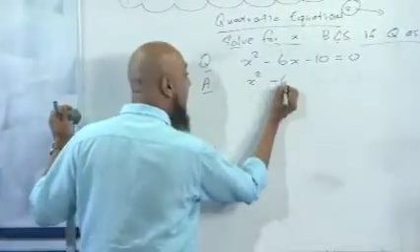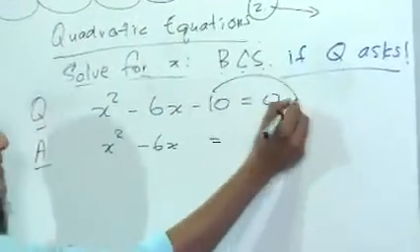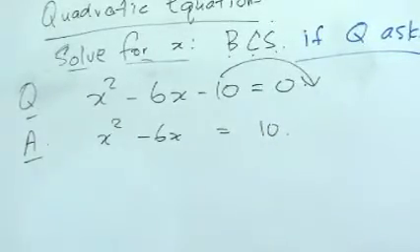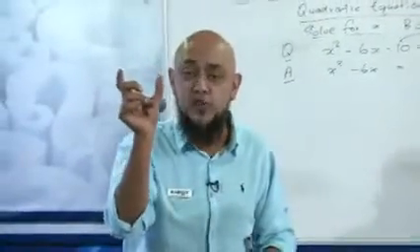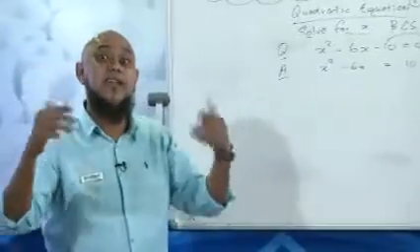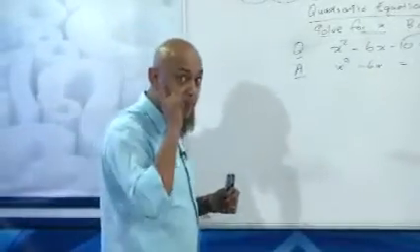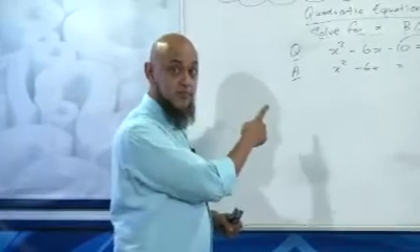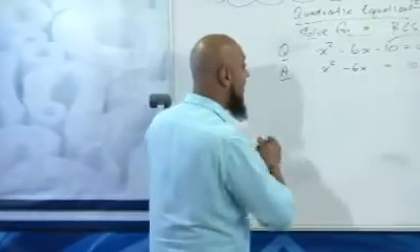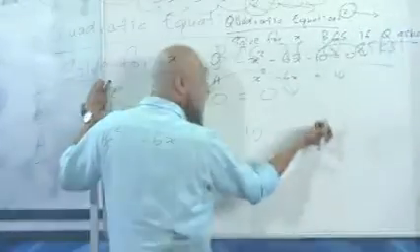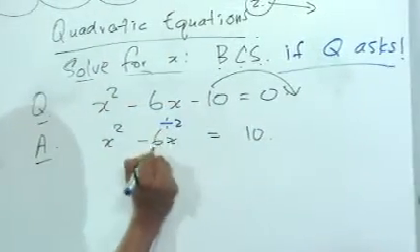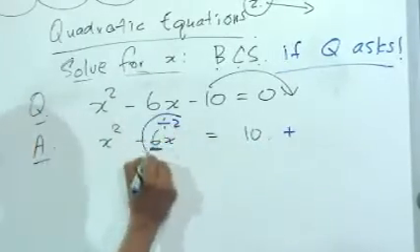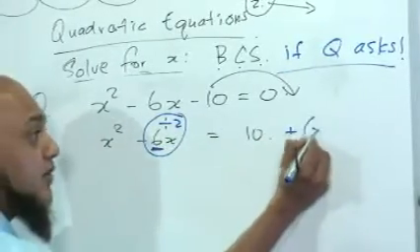x squared minus 6x. Step number 1, you take the minus 10 on the other side to become 10. Okay, now we're going to be completing the square. So we want a perfect square within brackets. How do we get that perfect square? Watch and pay attention. Put down your pens and focus on the TV. The method is: divide the coefficient of x by 2, and on the other side, plus whatever answer you get in the brackets, you square it.